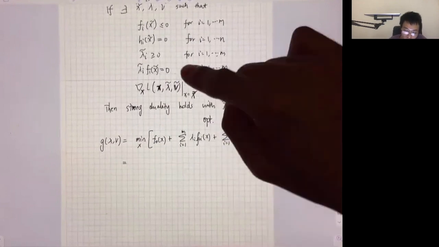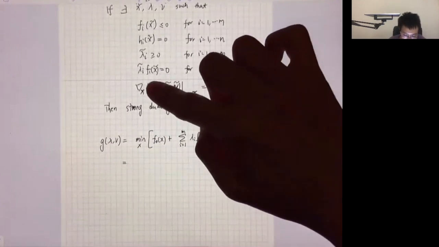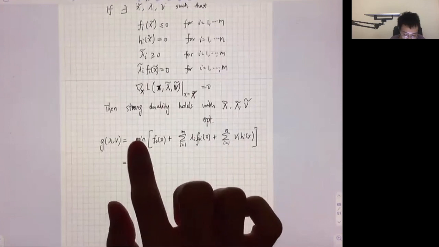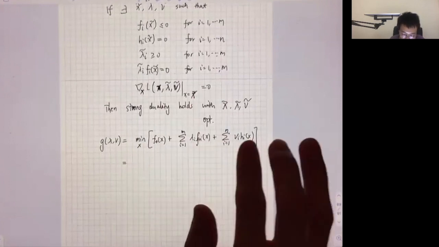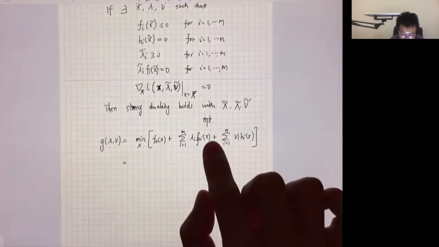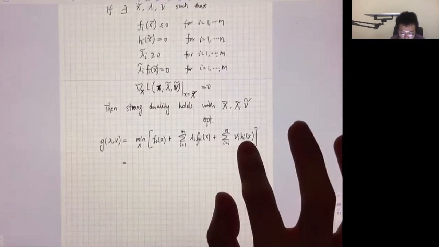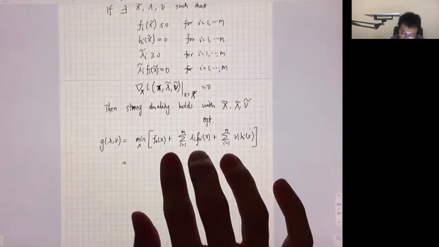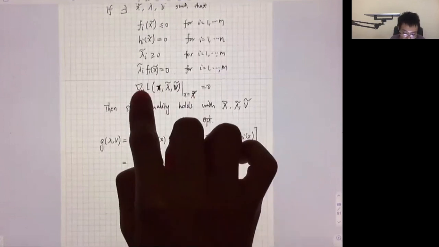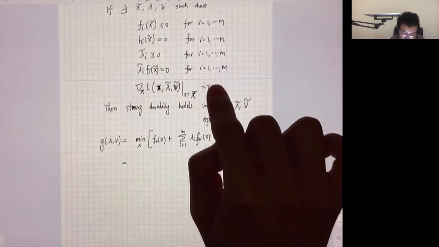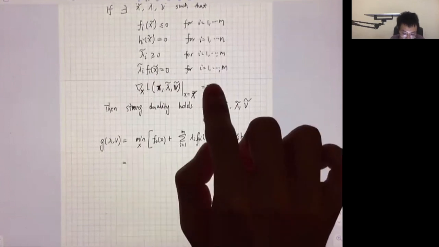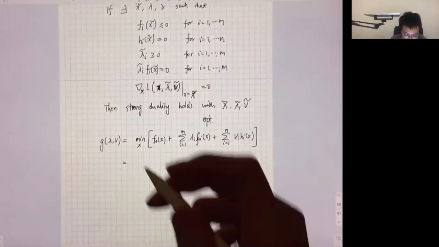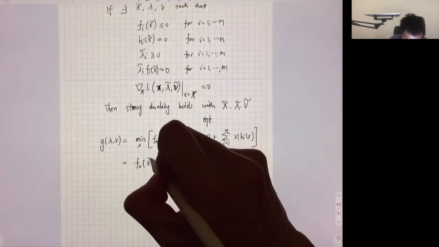Then I know that the gradient vanishes for the Lagrangian. So when you do the minimization, this is a convex function, right? This is convex. This is also convex. This is affine, which is also convex. The entire Lagrangian is a convex function. Then if the gradient vanishes at a point, the gradient is 0, then the minimum is achieved at that point. So it's achieved at the point here.